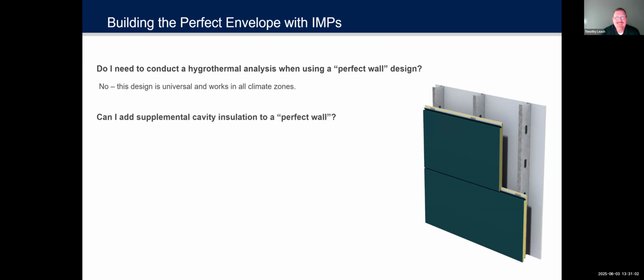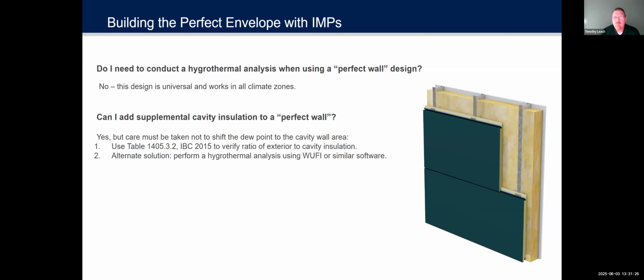Now, can I add supplemental insulation to that perfect wall, to that insulated panel? There are situations where people want to add insulation in that cavity behind it, and there's frankly some misunderstanding of energy codes that sometimes drives that. We could talk about that a whole different time. But can you add insulation if you need it? Well, yes, you can. But now, because you could have a situation with a dew point inside that insulation, I really do want to do a hygrothermal analysis to be sure that I'm not going to shift that dew point into the insulation, or to know how to deal with it to be sure that that doesn't happen.